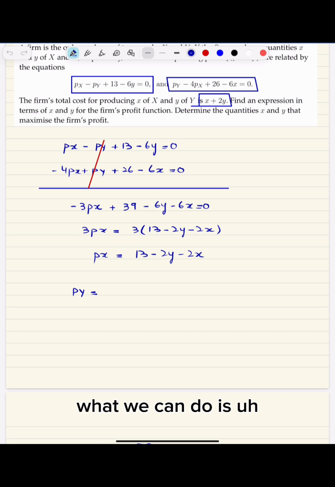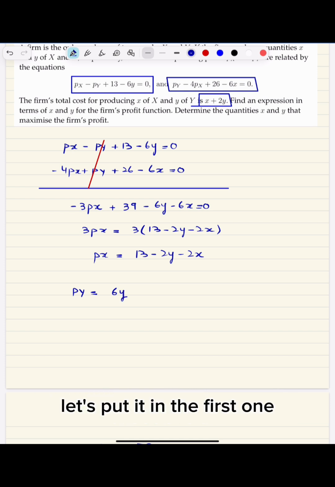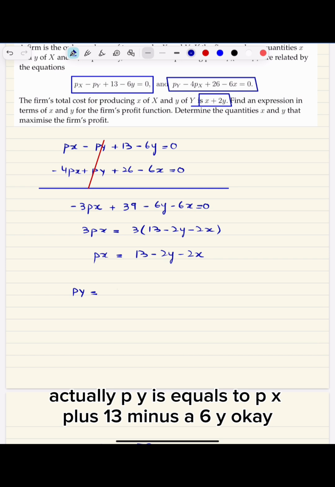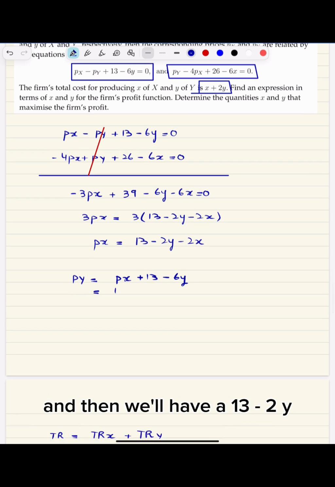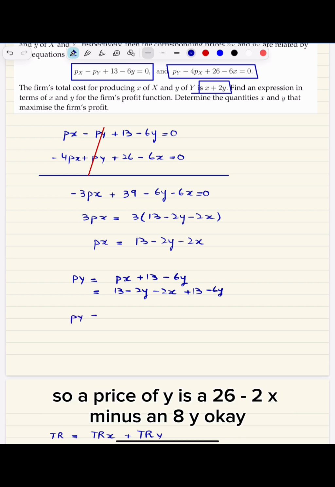Okay, then we need to find the price of y in terms of quantity x and y. What we can do is we can just put it in one of the equations. Let's put it in the first one. So it'll be a 6y minus a 13. Oh no, actually, py is equal to px plus 13 minus 6y. Okay, and then we'll have 13 minus 2y minus 2x plus 13 minus 6y. So price of y is 26 minus 2x minus 8y.